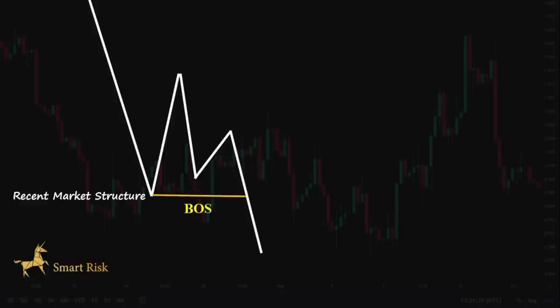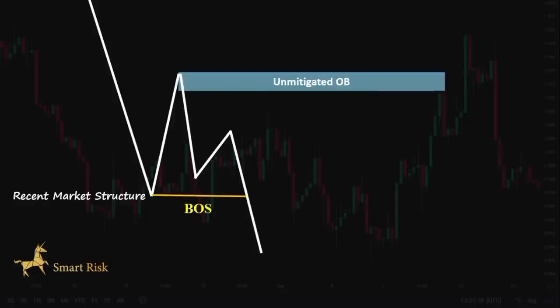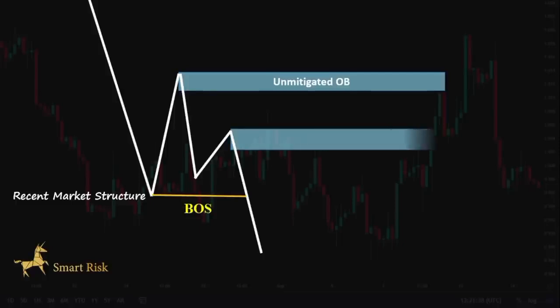So guys, we have this unmitigated zone here that price may potentially reverse from. Also, we have another unmitigated zone right here, which is created by the recent BOS. So, most of the smart money concept traders, ICT traders and retail traders get confused and they don't really know which zone is safer to trade.